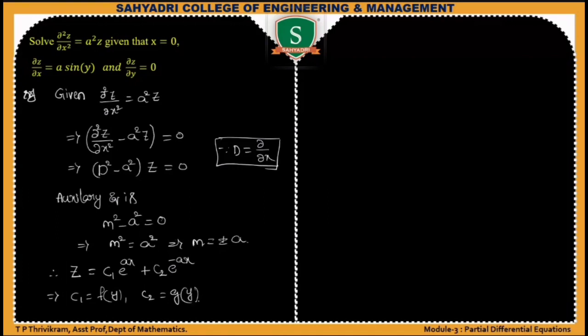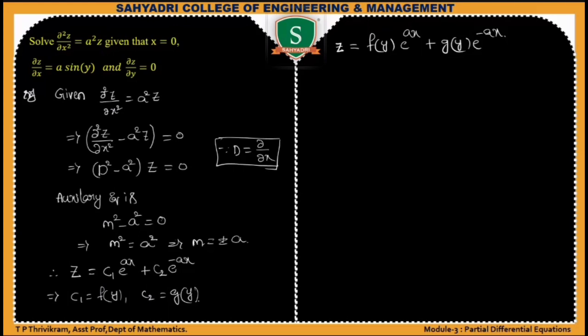Clear? Because the opposite variable you have to take. That means the other variable you have to take. So arbitrary functions are f of y and g of y. So replace it now. So the solution is z is equal to f of y e power ax plus g of y e power minus ax. Fine.